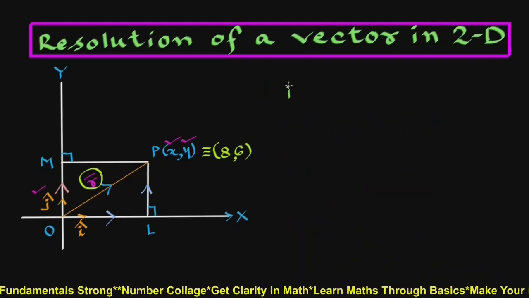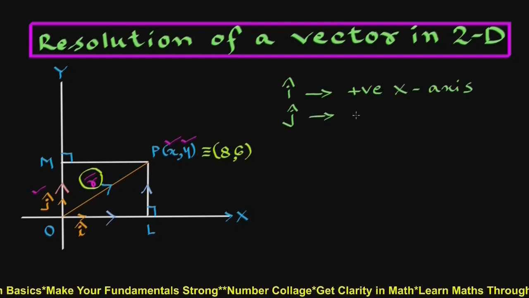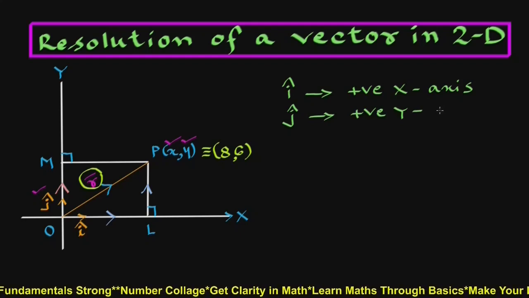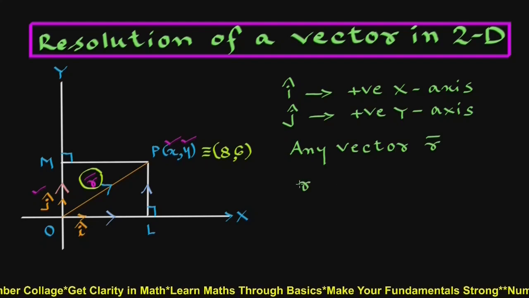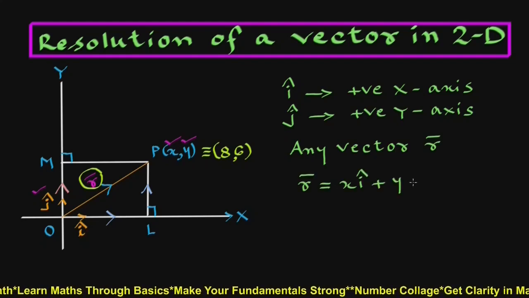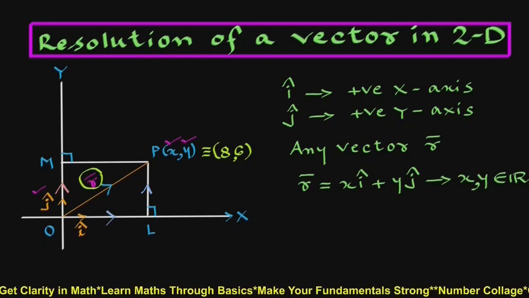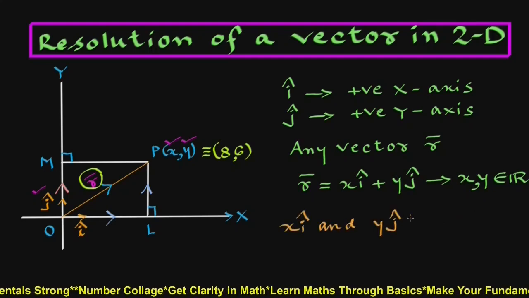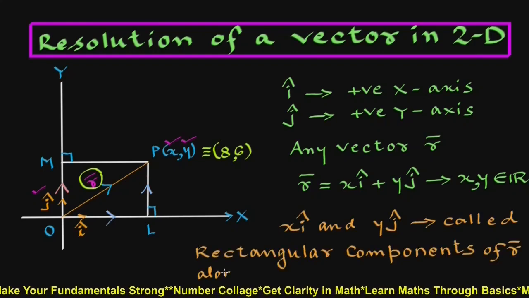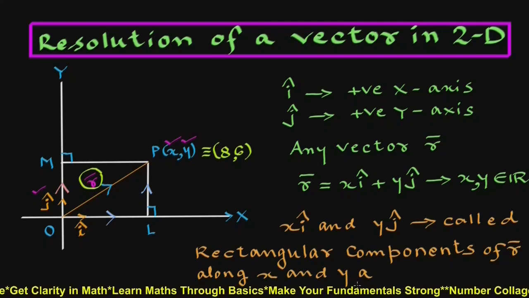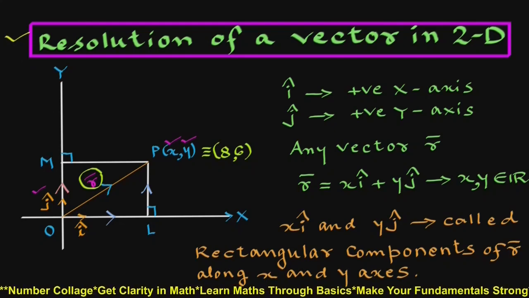If i cap is unit vector along positive x-axis and j cap is unit vector along positive y-axis, then any vector r bar in the plane can be expressed as r bar equals x i cap plus y j cap, where x and y are any real numbers. Here x i cap and y j cap are called rectangular components of r bar along x and y axis respectively, and the process is called resolution of a vector in 2D, two dimensions.